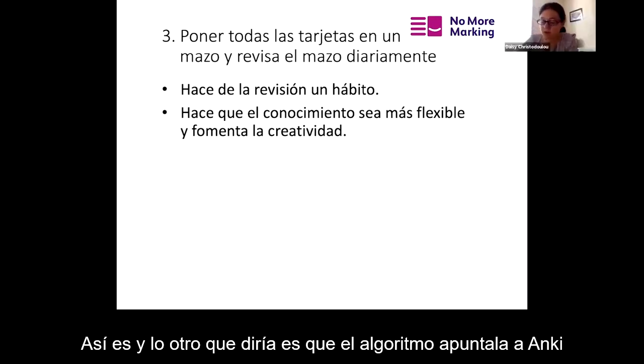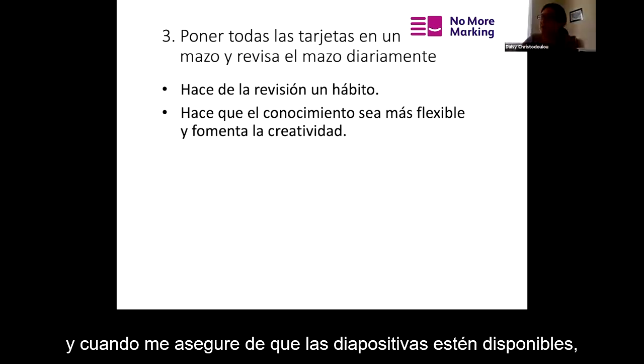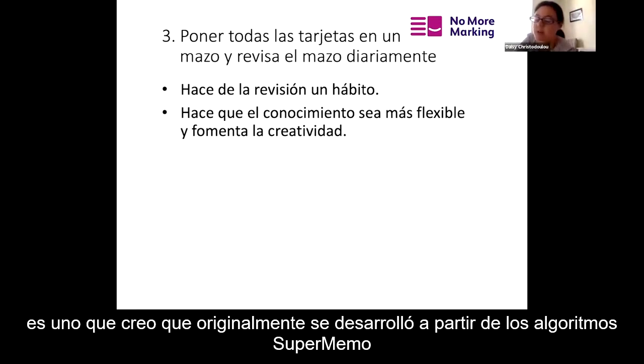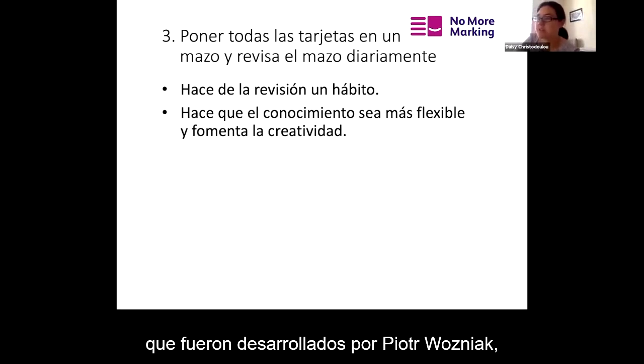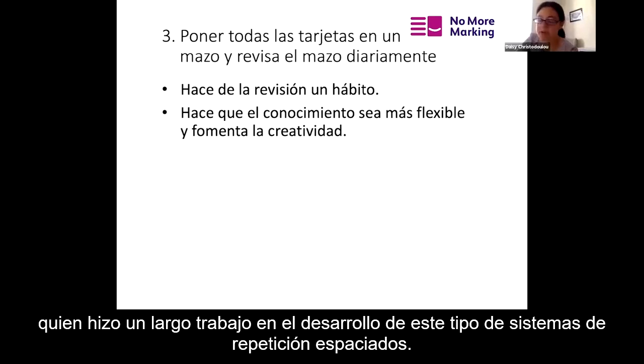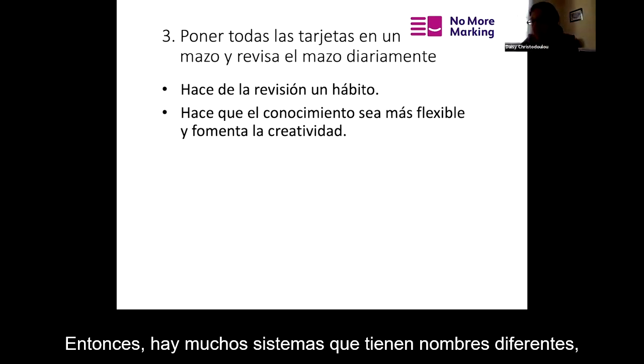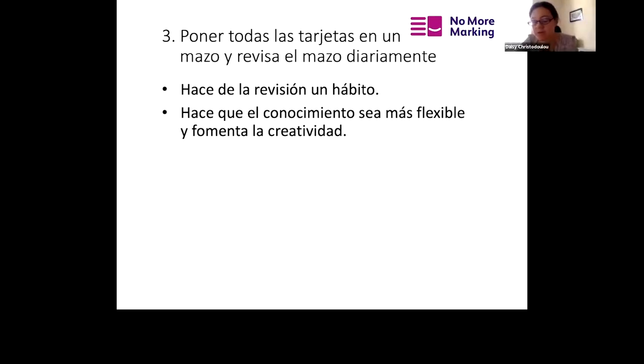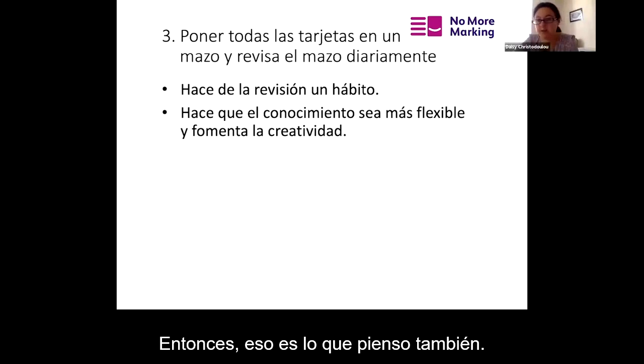And the other thing I'd say is that the algorithm that underpins Anki, and I'll make sure the slides are available, and the slides will have a lot of links in, is one that I think was originally developed from the SuperMemo algorithms, developed by this guy, Piotr Wozniak, who did a lot of work on developing these sorts of spaced repetition systems. So there are a lot of systems which have different names but are using the same underlying algorithm. So there's that to think about as well.